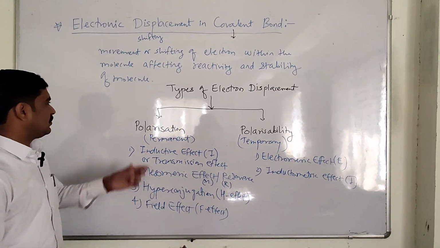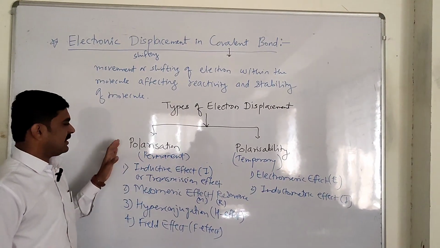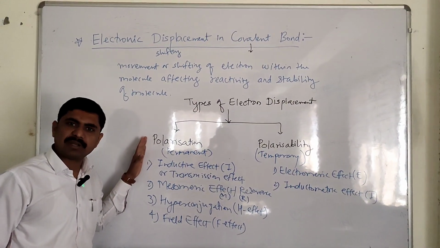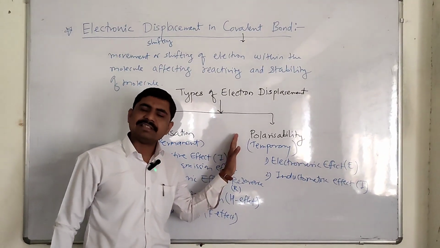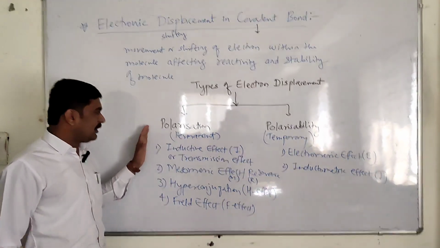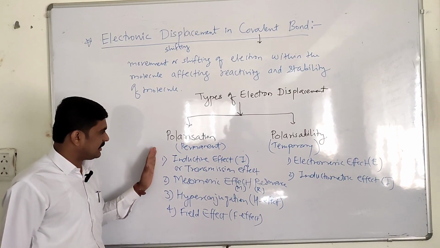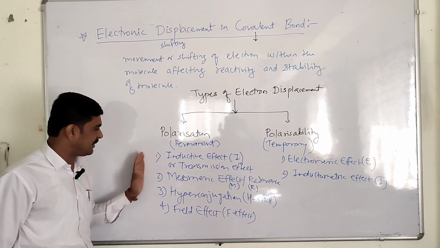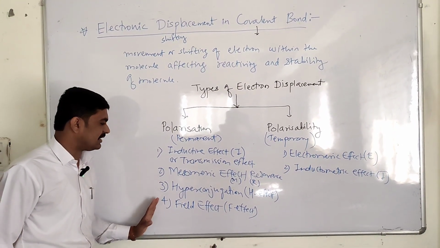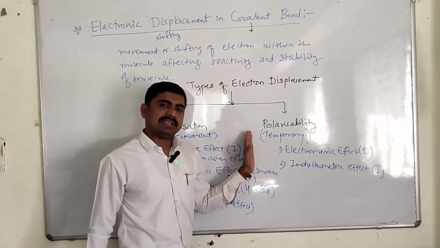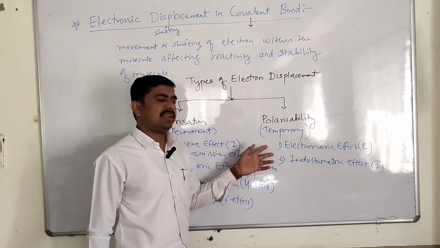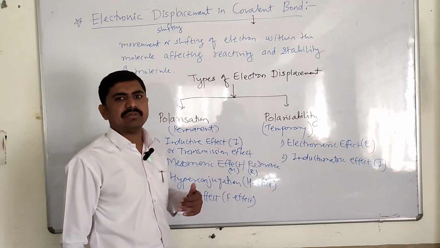These are the two main types of electron displacement. First is polarization, which is permanent, and polarizability, which is a temporary effect. Polarization is again divided into sub-effects: inductive effect, mesomeric effect, hyperconjugation, and field effect. Polarizability is a temporary effect with two types: electromeric effect and inductometric effect.